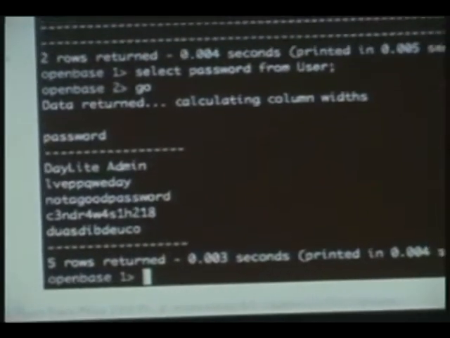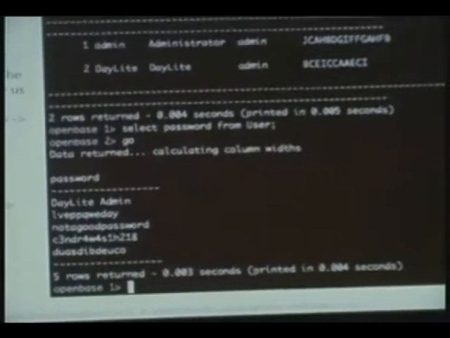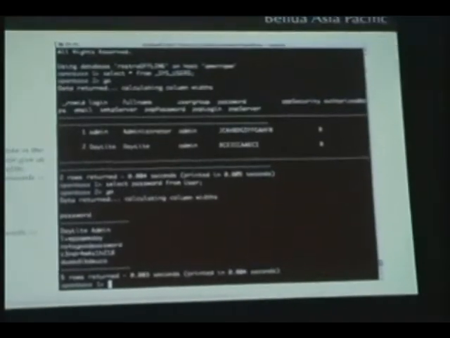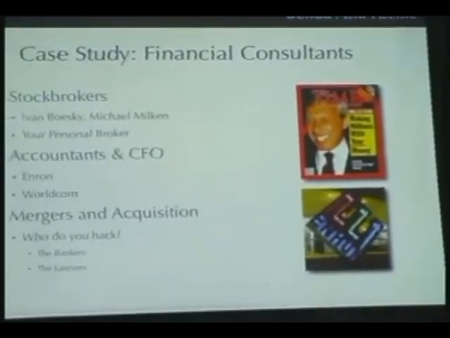So, owning the security of the underlying database gives us access to the Daylight username and password. Then you just have to do a select password from the user table and you get all the clear text passwords from the Daylight database. The second password, by the way, is not a very good password.